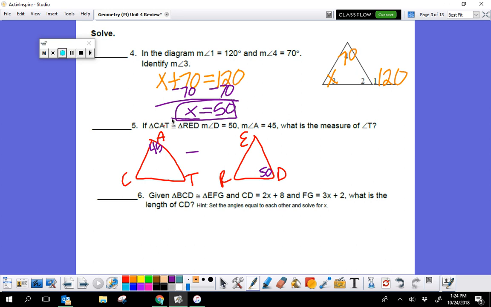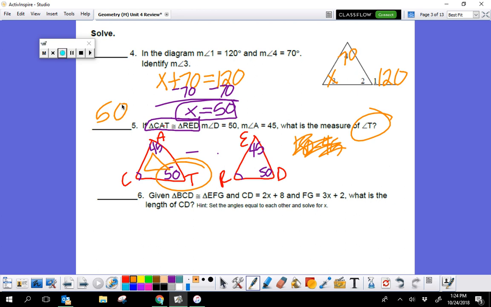Okay, so looking at your congruent statement right here, let's see what goes together. So C goes with R, which we don't know yet. A goes with E, okay, and we know A is 45, so E is also 45. And then we know T goes with D. We know D is 50, so that means T is 50. Okay, we know that all three angles in a triangle add up to be 180, so that's what we need to do. We need to do 180 minus, actually no we don't, because it wants the measure of T, which we now have. T is 50. If we wanted to find that third angle, we would have to subtract from 180.